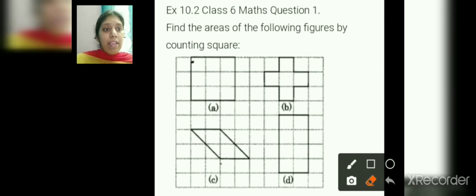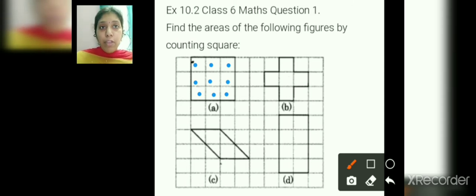Here we have to find the area. How can we find the area? We have to count the number of squares. Why are we counting the number of squares? Area means it is the space enclosed by the closed figure, so we can find the area by counting the number of squares. Now first one, count the number of squares to find the area. So we have 1, 2, 3, 4, 5, 6, 7, 8, 9. So area is equal to 9.